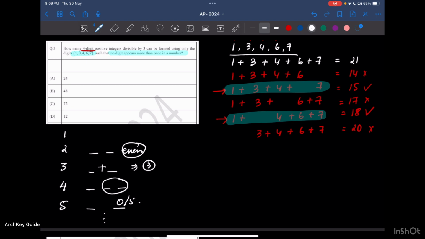So I have two combinations. One is where I'll be using 1, 3, 4 and 7. The other one is 1, 4, 6 and 7. Now we have the refined version of this. Okay? This is case 1 and this is case 2. Now how many 4-digit numbers can be made in this case?